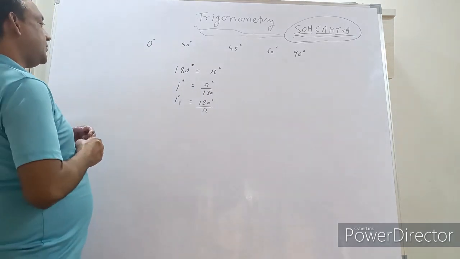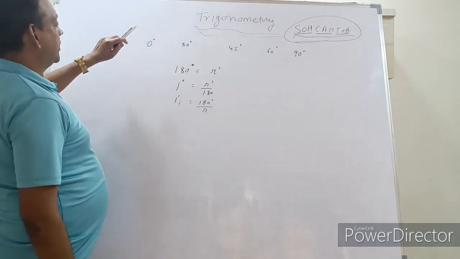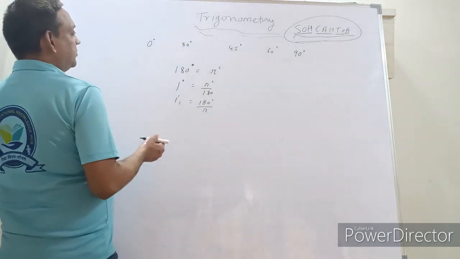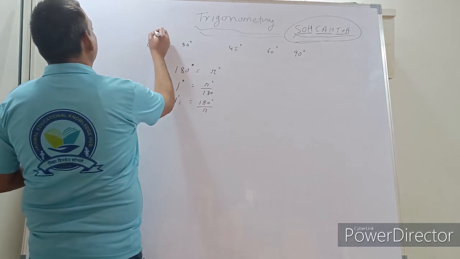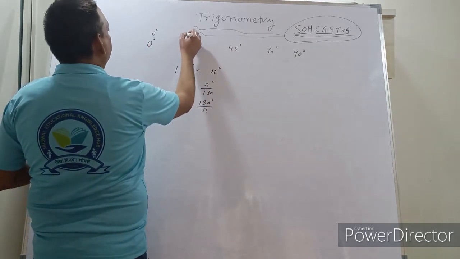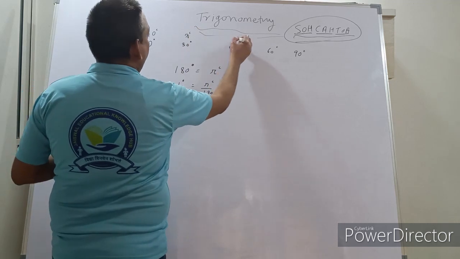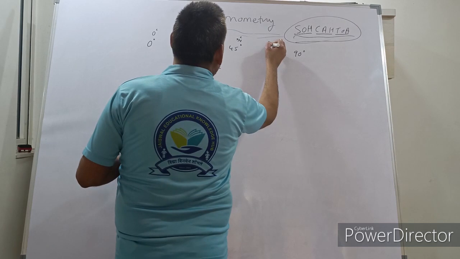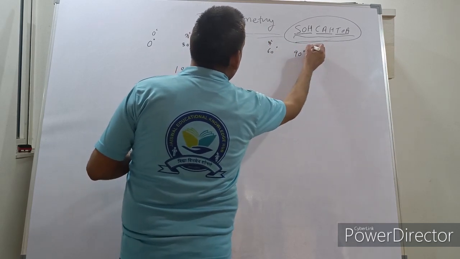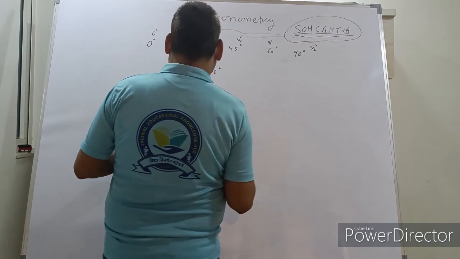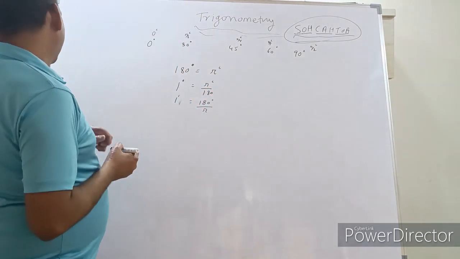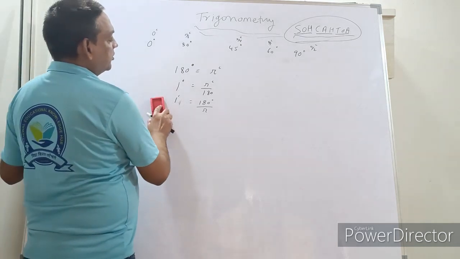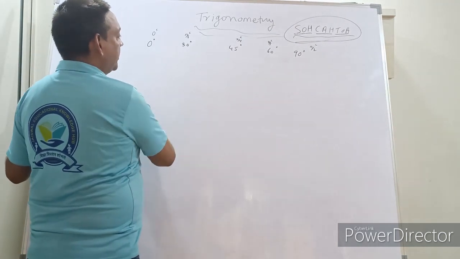But you have to know that here they can give it in degrees or they can give it in radians also. Sometimes some books may give 0 radian, pi by 6 radian, pi by 4 radian, pi by 3 radian, and pi by 2 radian. So they can give it in degrees or radians. So you have to know both things here. Simply, the relation between them is 180 degree is equal to pi radian.